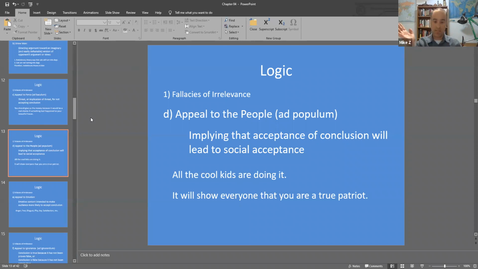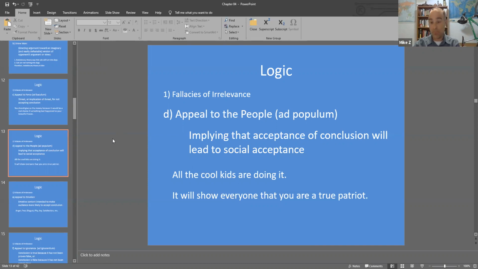But another version, the one that they spell out more clearly in the book, is that they imply, or they just simply say, that acceptance of a conclusion will lead to social acceptance of some kind, right? There's this group that you want to be accepted with, and they all believe something, or they all behave in a certain way. So you should conform to them in order to be accepted in that group. Right? So if the reason for smoking a cigarette is because all the cool kids are doing it, well, that's not a good reason for smoking cigarettes.